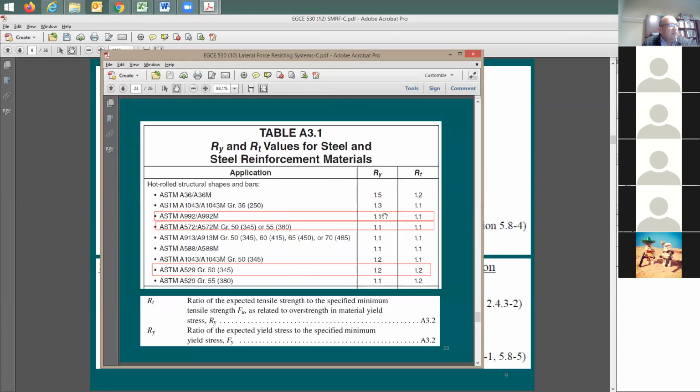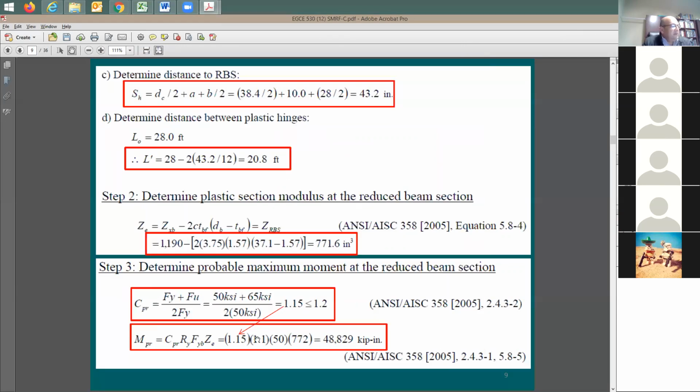192, it's going to be 1.1. It's going to be this value. And R sub t is going to be 1.1. You say this is coming from the table. This table here, 1.1 times f sub y, the 50, times 772. What is the 772 again? This 772, this value here, is Z sub e for the RBS itself. So I'm expecting here to have a moment, right? Once I push this moment frame, I'm going to have a moment value of this much at the RBS itself.